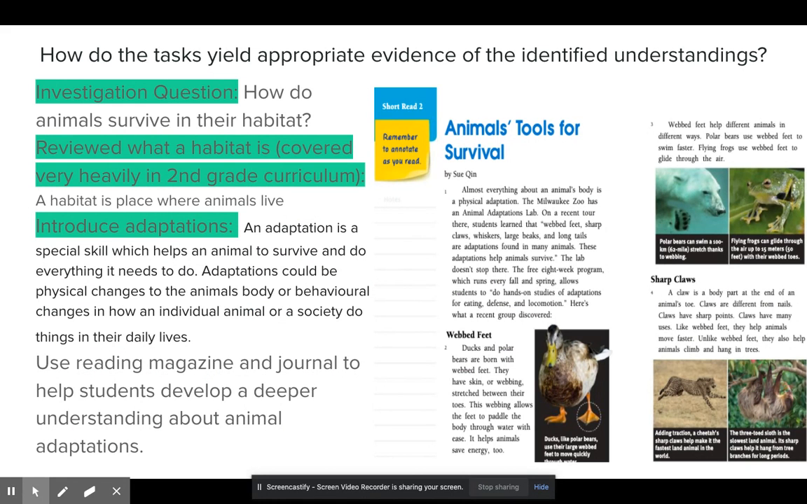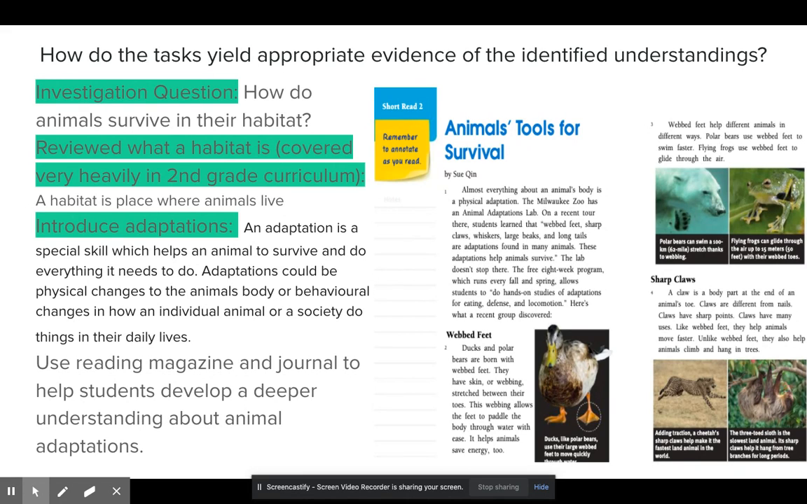So our question was how animals survive in their habitat. We reviewed what a habitat was because that was very heavily taught in second grade. So a habitat is where animals live. We introduce adaptations. So an adaptation is a special skill which helps an animal survive and do everything it needs to do to survive in their environment. So I always tell students animals can't go to Walmart and buy a winter coat. To survive in the cold, they have to have an adaptation.